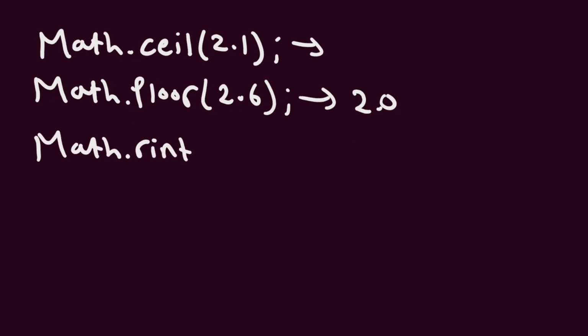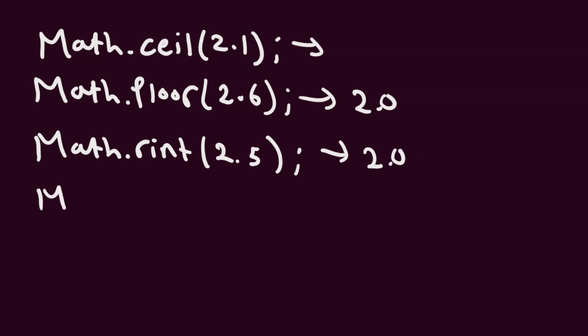Now there's Math.rint. What this does is it does your typical rounding. So if you have 2.1, for example, it rounds it to 2.0. If you have 3.9, it rounds it to 4.0. But the thing is when you're at a halfway point. If you have an odd halfway point, like 3.5, it's going to round it up to 4.0. But if you have an even half value, like 2.5, it's going to round it down to 2.